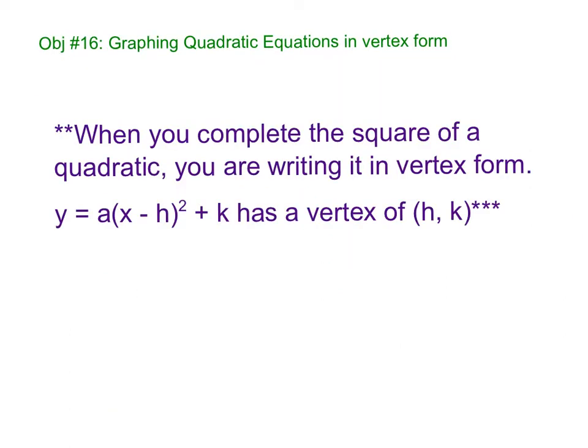All right, so when you complete the square of a quadratic, you are writing it in vertex form. So this is vertex form. And the vertex is (h, k), right? So h is, you change the sign of the negative, so it's positive h, and then the k stays the same.